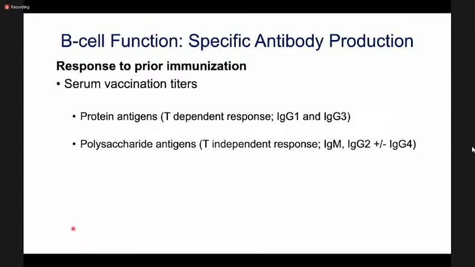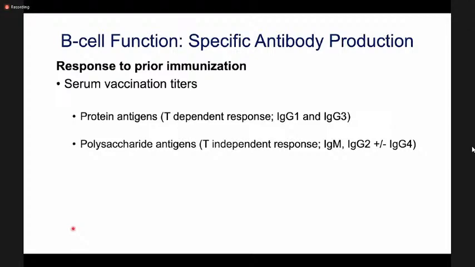The other specific B-cell functional test is looking at response to prior immunization. So you've gone through this patient's vaccination card, you see they've received immunizations. So you'd want to actually check the titers of the specific antibodies against some of these vaccines. And usually you'd want to look at a response against a protein antigen and a response against a polysaccharide antigen. Okay, so the response against a protein antigen would actually be telling you about a T-dependent response. And the important IgG subclasses that correlate with this are IgG1 and IgG3. For your polysaccharide antigens, this is giving you information of your T-independent response.